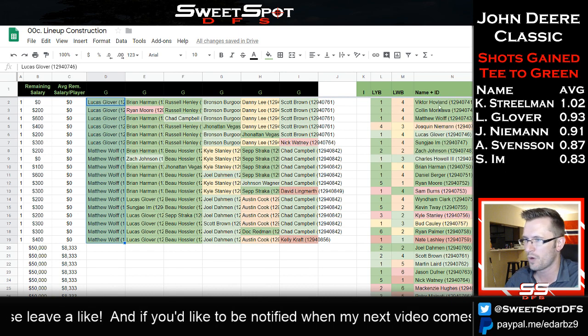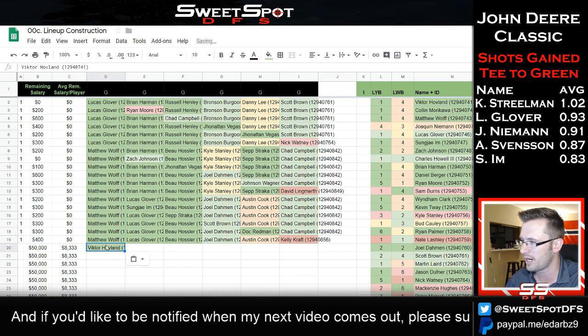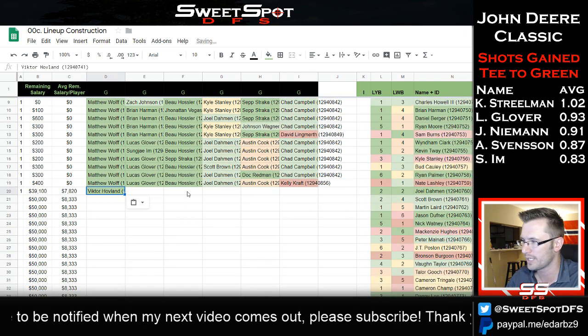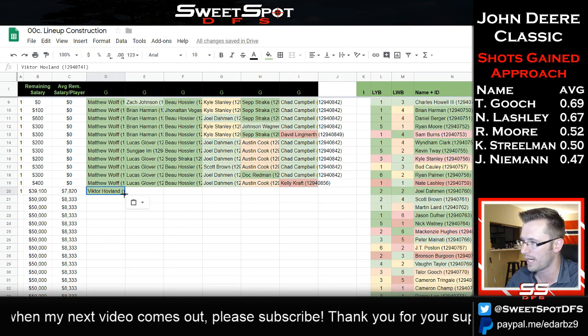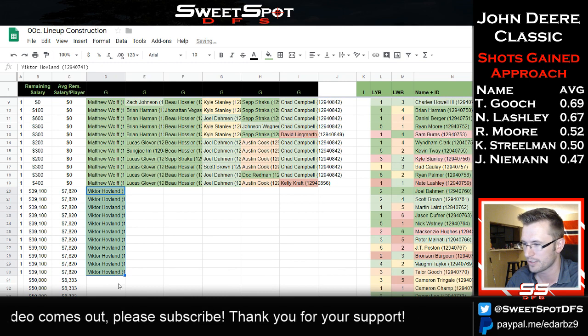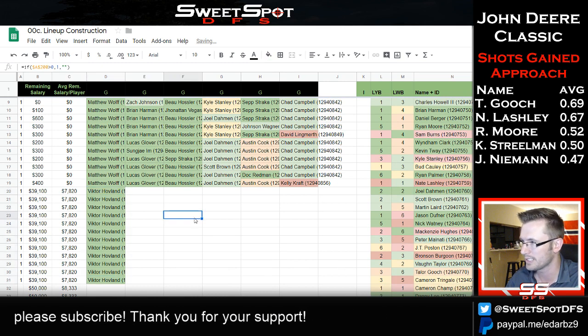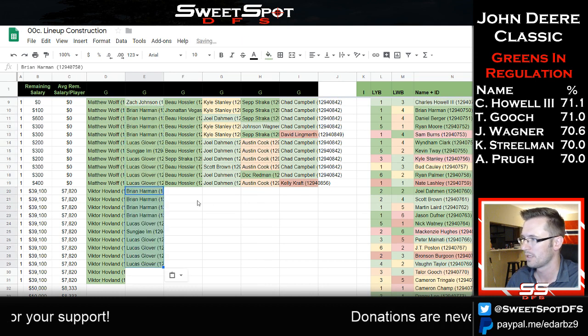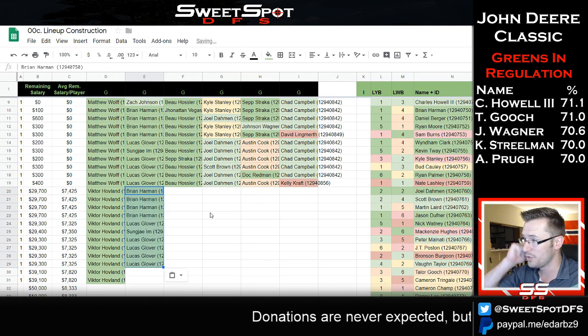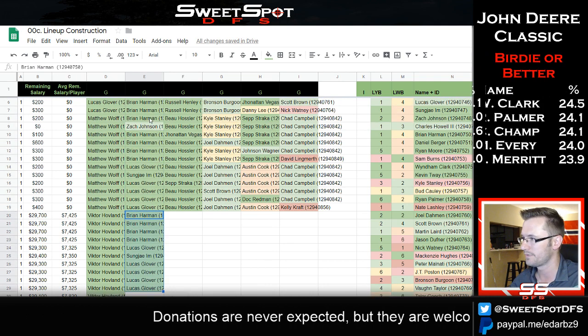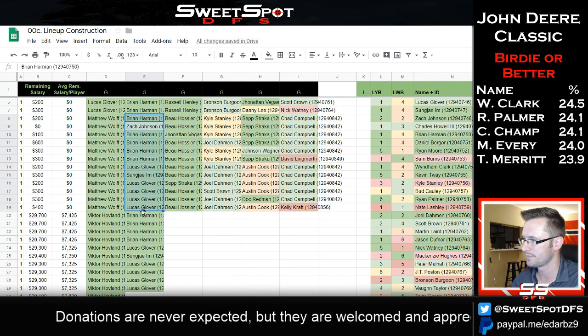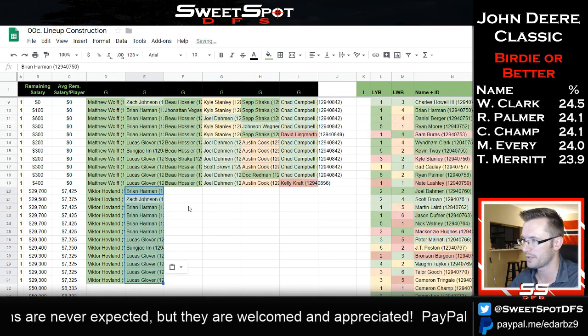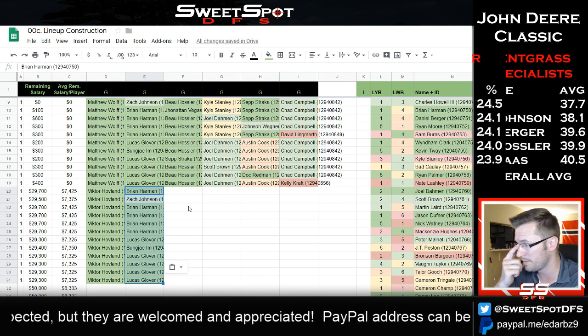So we have a Matthew Wolf. I'm going to do the same thing with Victor Hovland. Again, we like Brian Harmon and Lucas Glover, so why not put them in a bunch of lineups together? We can do almost the exact same lineup builds that we just did. This might be too much exposure of Brian Harmon and Lucas Glover, but hey man, I'm all in.